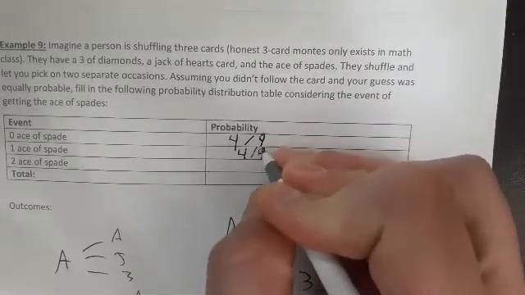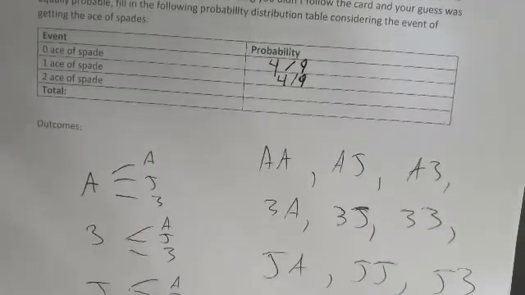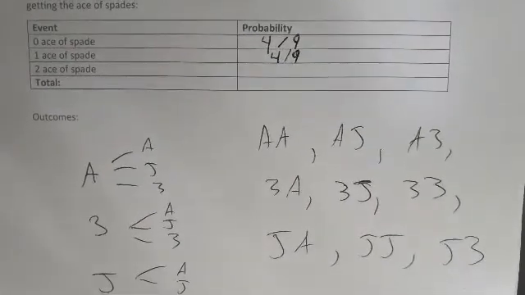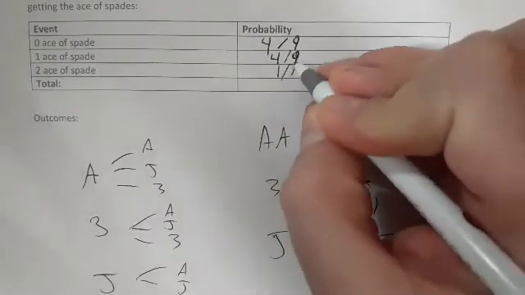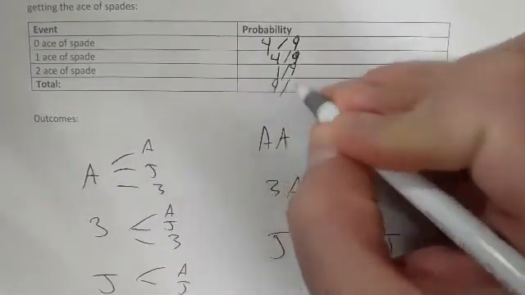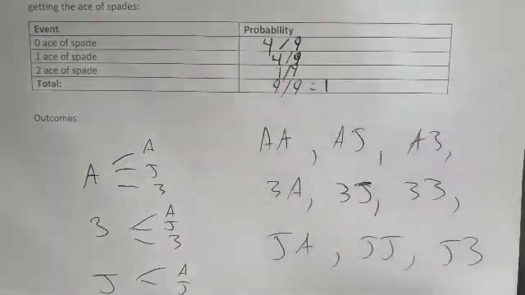I maybe should make my graph a little bit bigger. Okay, and then the other thing, how can I get 2 ace of spades? There is one way to get 2 ace of spades. And so if I sum them all up, they should give me 9 out of 9, or should give me 1.